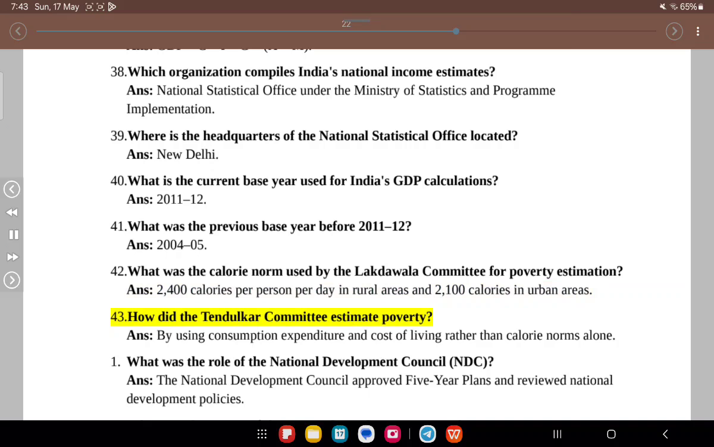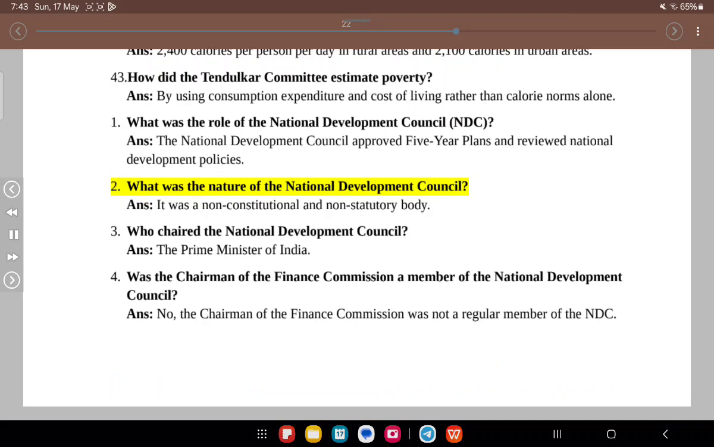43. How did the Tendulkar Committee estimate poverty? Ans. By using consumption expenditure and cost of living rather than calorie norms alone. 1. What was the role of the National Development Council NDC? Ans. The National Development Council approved 5-year plans and reviewed national development policies. 2. What was the nature of the National Development Council? Ans. It was a non-constitutional and non-statutory body.